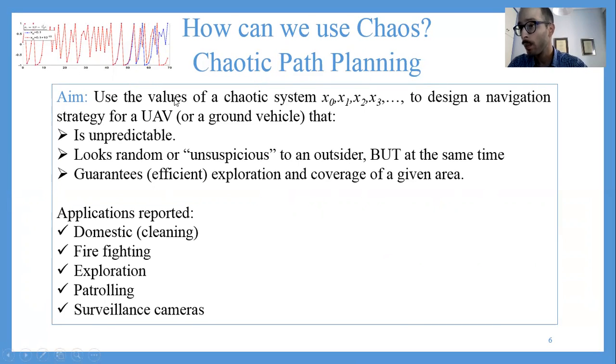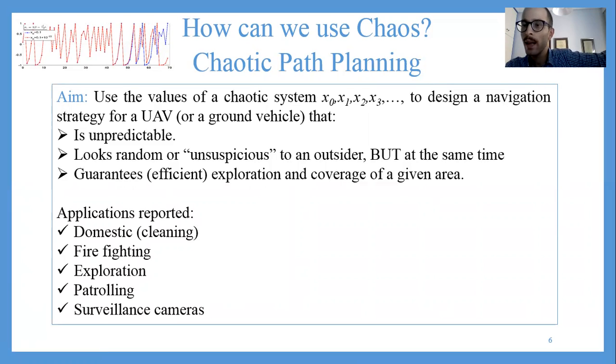That's why we use a chaotic system, because it is very hard to predict. And it looks random, it looks unsuspicious to an outsider, especially for camouflaged robots. But although it looks random, and this is very important, at the same time it guarantees efficient area exploration and area coverage. So if I want to use that to explore an area, the motion may look as if it's happening randomly, but we know that at the same time, this robot or UAV will give us a complete area coverage over time. And that's why we call it chaotic path planning, okay?